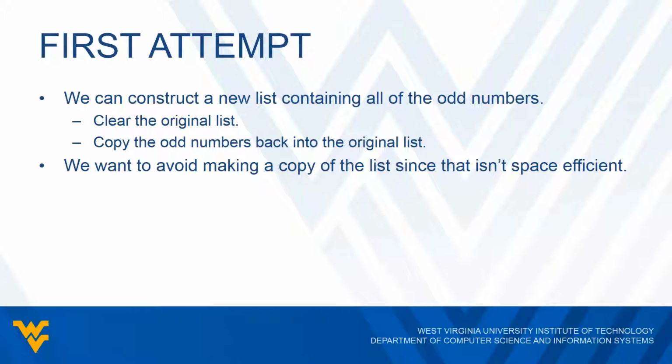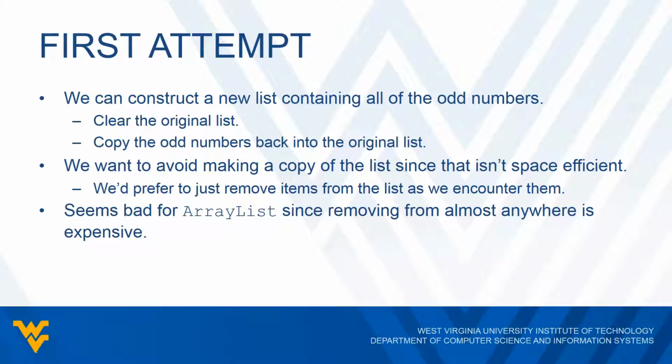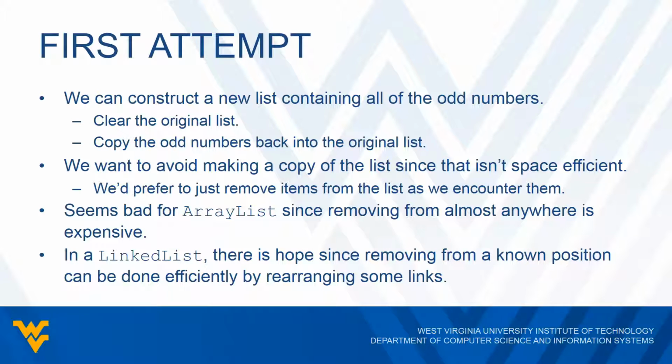We want to avoid making a copy of the list because we're using up a lot more space than we need to. We would prefer to just go through the list and remove items as we encounter the even numbers. The thing about that though is it doesn't seem like a great idea for the array list implementation, because removing from just about any position is going to be very expensive. Now if we use the linked list approach, there is some hope. We might be able to do a little bit better, because if we remove from a known position, that can be done efficiently because we can just change a couple of the links.